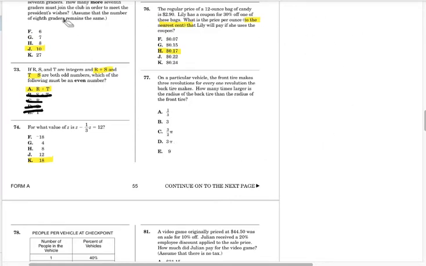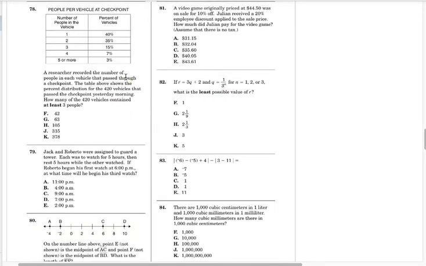All right, question 77. On a car, front tire makes 3 revolutions, so it must be smaller. Well, it says right there, 3 times. It's 3 times larger. If it has to be 3 revolutions, it's going to be 3 times larger. Now, that is one of the simplest problems you'll see on the test. Okay, 78.